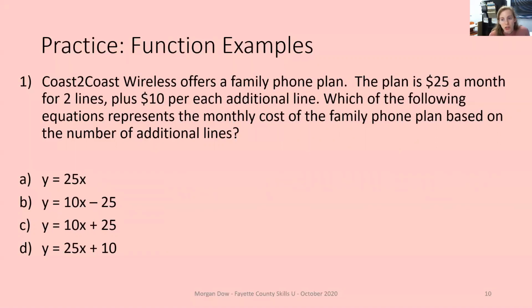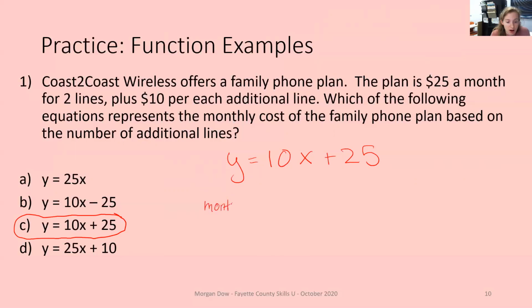Okay, so the correct answer here is choice C. Let's think about what choice C is telling us. It says y equals 10x plus 25. So this is supposed to represent the monthly cost of the plan based on the number of additional lines. So I can guess that y is the monthly cost.